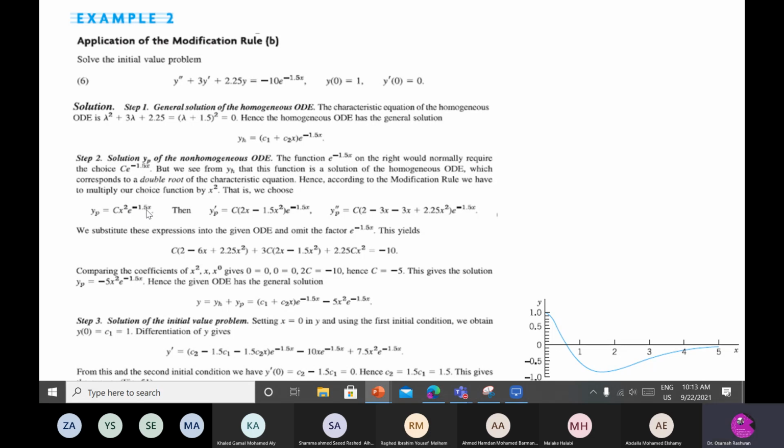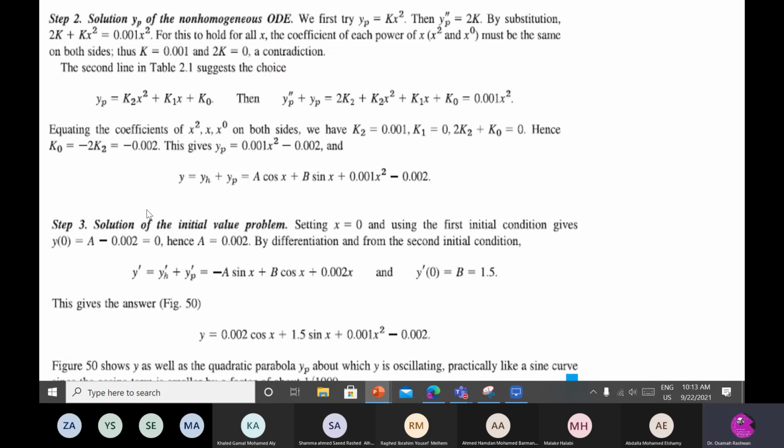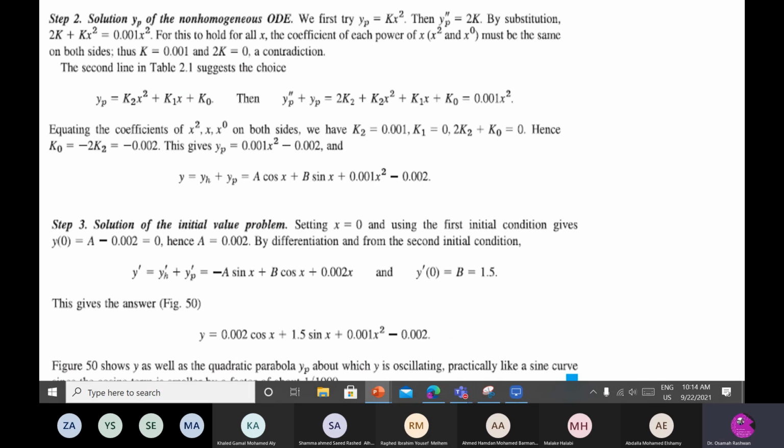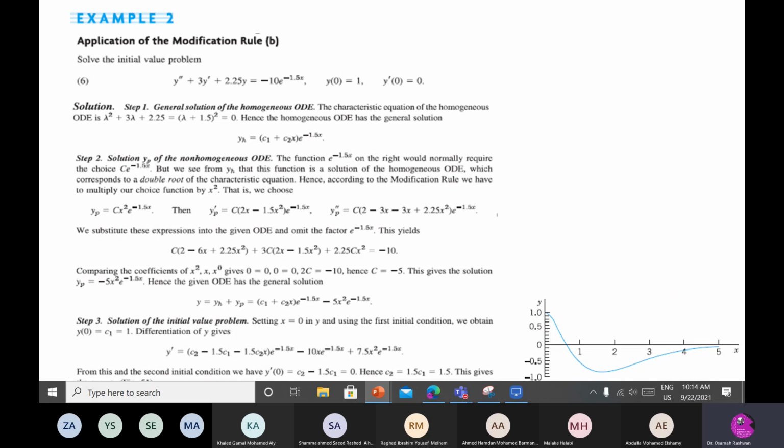This is very tricky because all the students go for this table, and once they see the exponential function, they consider the particular solution like this. But they didn't think that in the case of equal roots, you will have the same exponential function at the right hand side, and also you have it multiplied by x. So the particular solution, to be independent from the homogeneous solution, must be different from this one.